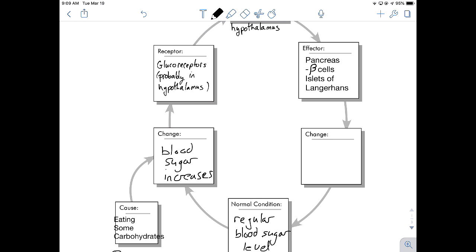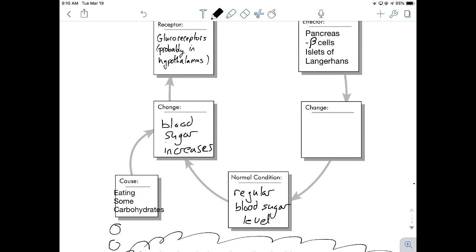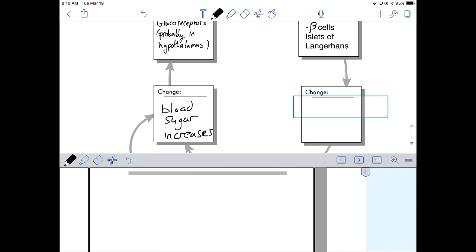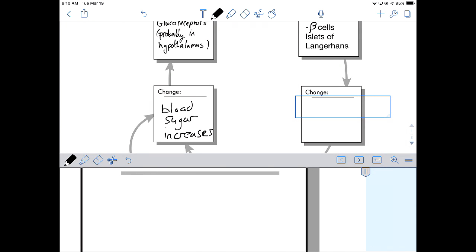So beta cells are for hyperglycemia, for when the blood sugar is high. We're going to see in the next one, when the blood sugar is low, it's the alpha cells that are important. So the result is that these beta cells release which hormone? Which one's released to reduce blood sugar content? Insulin, very good, yeah. So insulin is released.